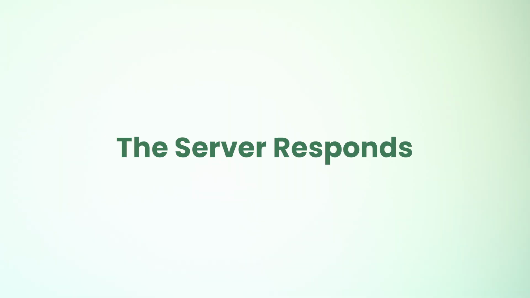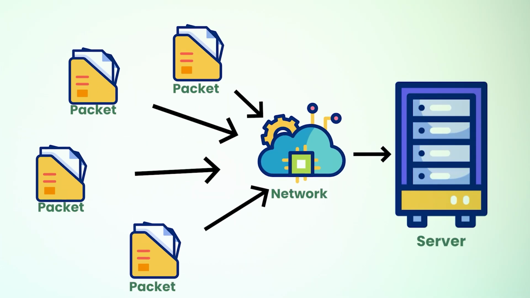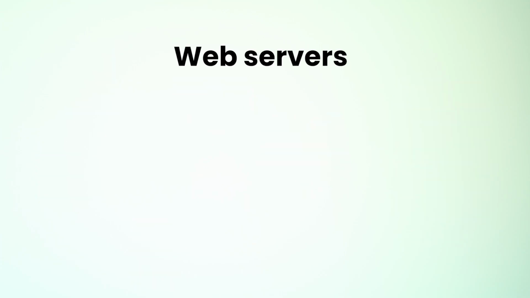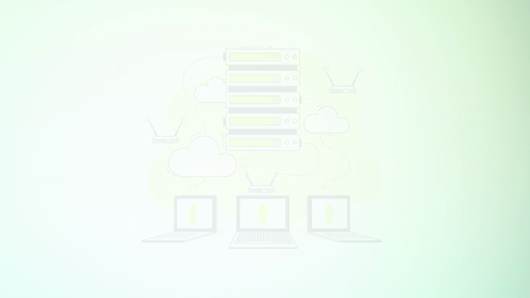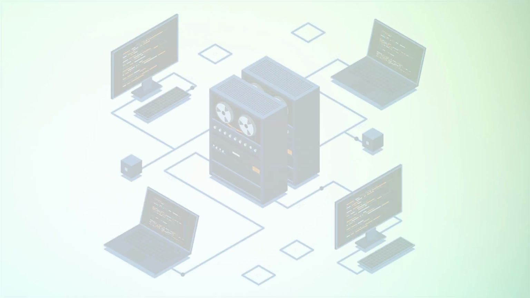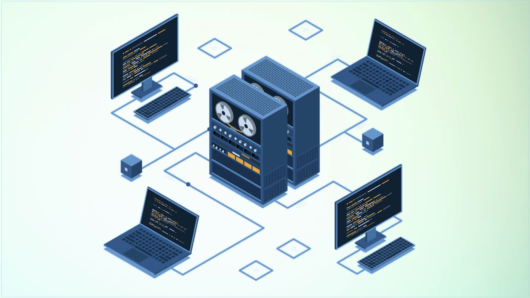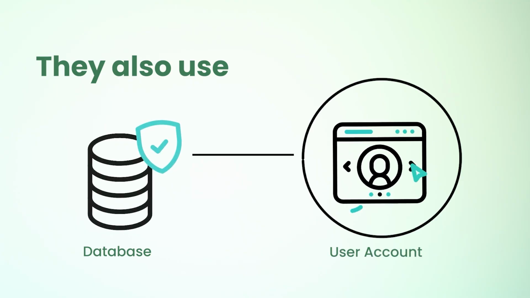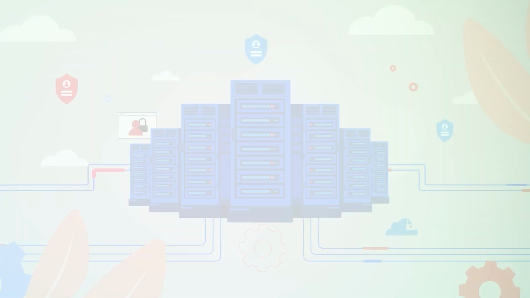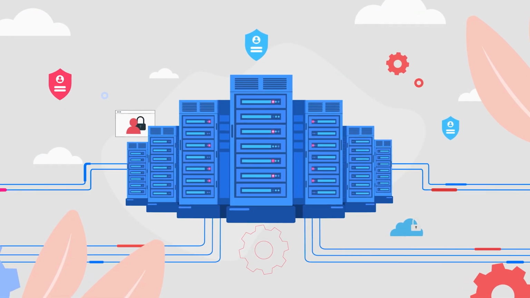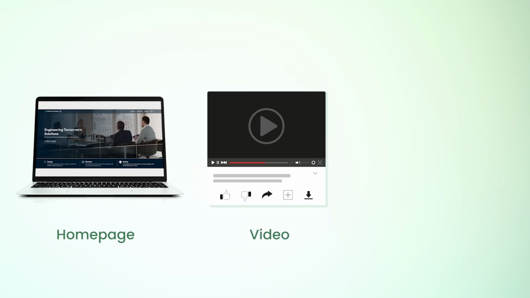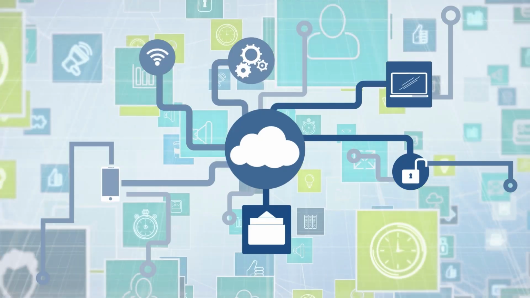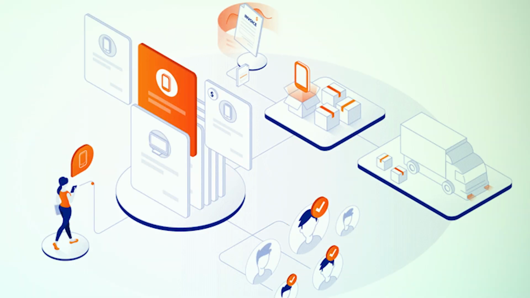The server responds. When the packets reach the server, it gets to work. Web servers like Nginx or Apache receive the request and forward it to application code running behind them. They also use databases to store things like user accounts and course content. The server checks what you're asking for, maybe the home page, a video, or your dashboard, and gathers the required data, and then prepares the response to send back to you.